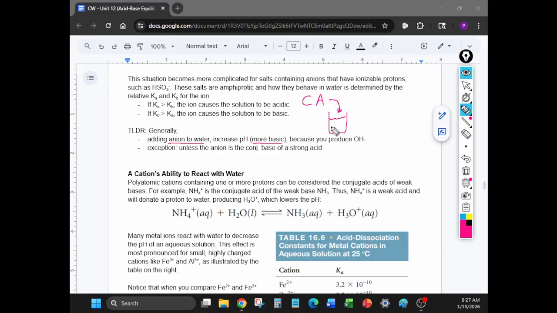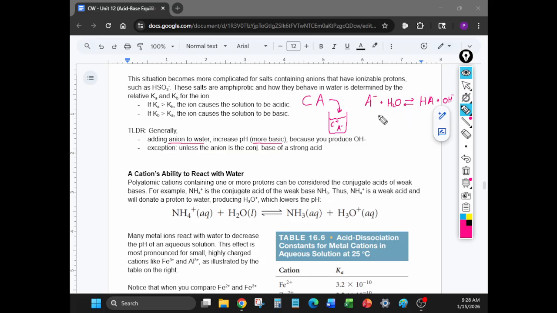The cation and anion are going to ionize. So you'll get your positively charged cation, and you'll have your negatively charged anion. The anion is going to start reacting with the water. So anion, A minus, is going to react with H2O, and it's going to go into equilibrium. Since it is negative, it's going to take a hydrogen from the water. So it's going to produce HA, which is a weak acid, and it's going to produce OH minus.